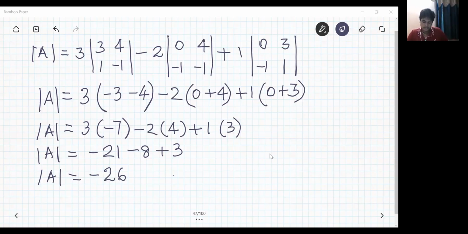Minus 3 minus 4 will come, because minus 1 to the power of 1 plus 1 is 2. So it is an even number, so there will be positive. And 3 into minus 1 is minus 3, and minus of 1 into 4 is minus 4. So it is minus 3 minus 4, which becomes minus 7.